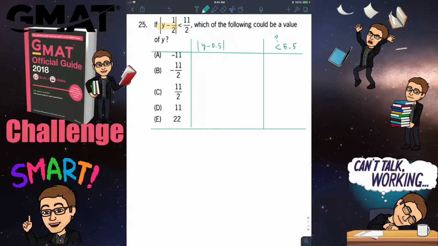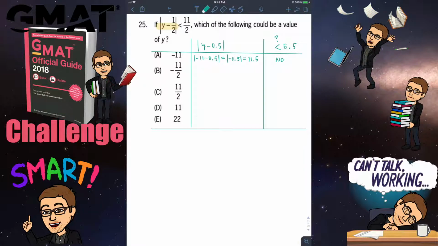So let's start with answer choice A. Answer choice A, y is negative 11. So let's plug in absolute value of negative 11 minus 0.5. This is equal to the absolute value of negative 11.5, which is 11.5. And now let's compare it to 5.5. Is this less than 5.5? Of course it's not. So this is not our answer.